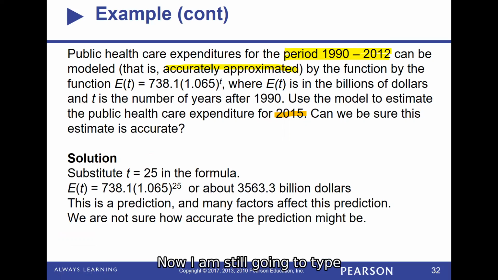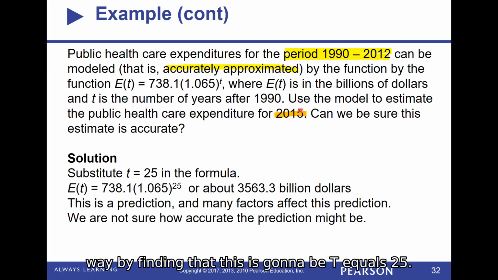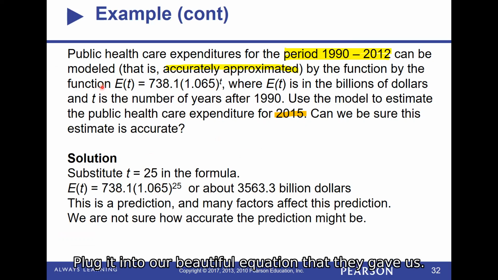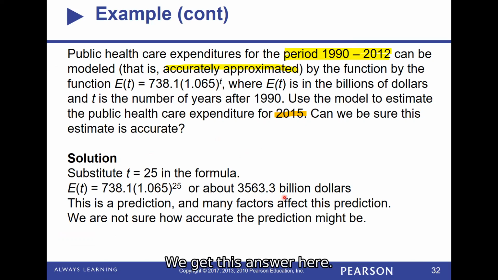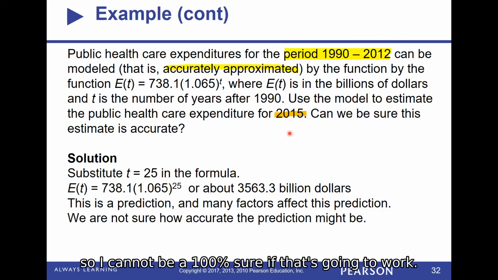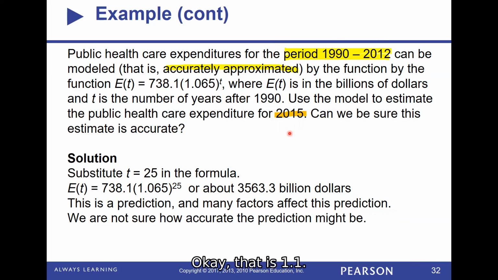Now, I am still going to type it in the calculator the same way by finding that this is going to be t equals 25, plug it into our beautiful equation that they gave us, and we get this answer here. But again, we also understand that we are not sure how accurate this prediction may be because we were only told that it's going to really work between here and here. This falls outside of that time range, so I cannot be 100% sure if that's going to work. Okay, that is 1.1.